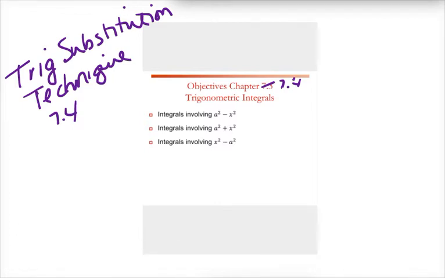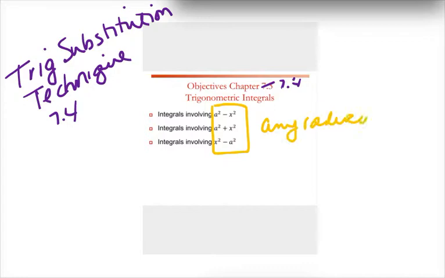So this is the flip portion of section or chapter 7.4 on trig substitution. It's a very specific technique that we use when we see integrals containing radicals of the form a squared minus x squared, a squared plus x squared, or x squared minus a squared. So any radicals of these, or powers of these radicals.